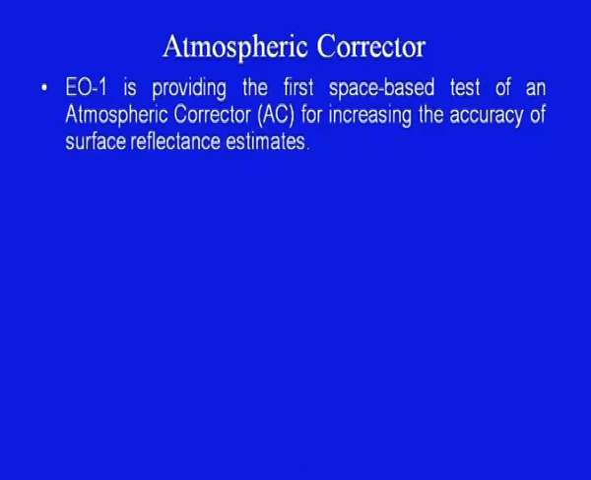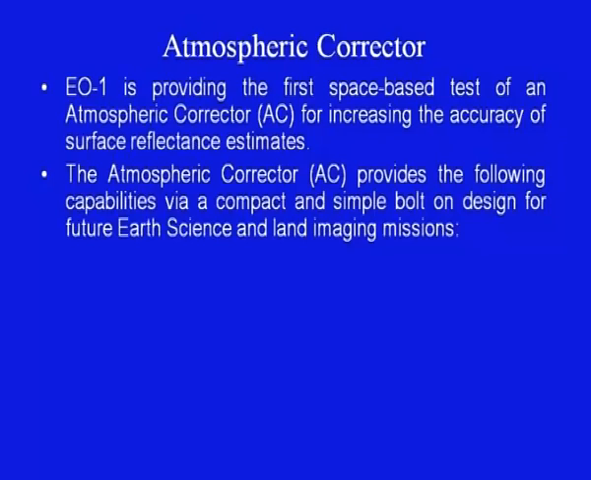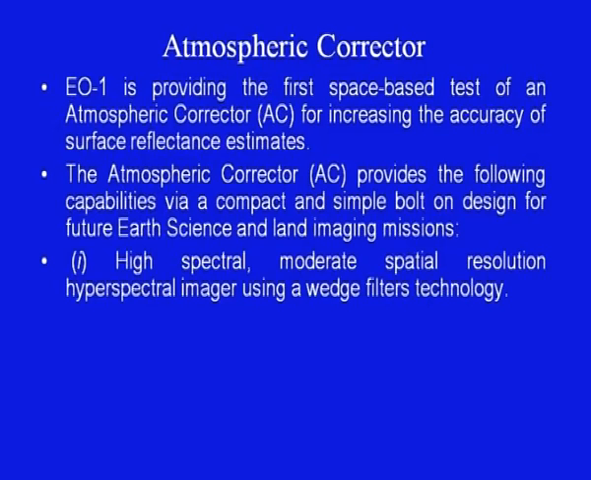EO-1 is providing the first space-based test of an atmospheric corrector for increasing the accuracy of surface reflectance estimates. The atmospheric corrector provides the following capabilities via a compact and simple bolt-on design for future Earth and land imaging missions. First, a high spectral, moderate spatial resolution hyperspectral imager using a wedge filter technology.